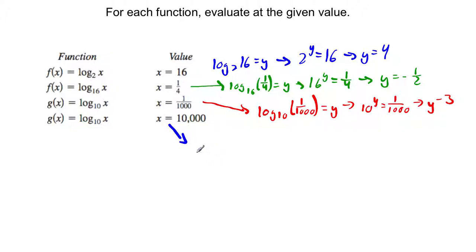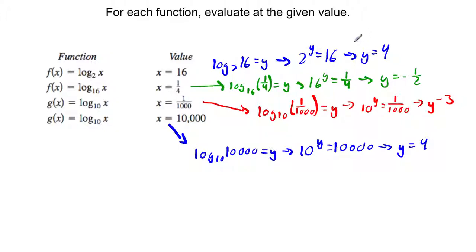And finally, for this last one, I can say log base 10 of 10,000 is equal to y. So 10 to the y is equal to 10,000. Might take some guessing and checking there, but 10 to the 4th is 10,000. So y is equal to 4. So those are our answers there. Notice I didn't do any weird math or anything. This was just rewriting and kind of guessing.